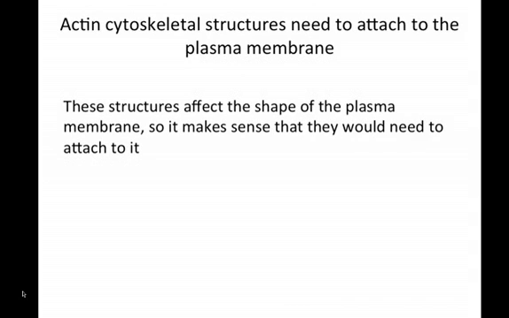Okay. So actin cytoskeletal structures, as you would think, need to attach to the plasma membrane. Does that make sense to you guys? We keep talking about how they localize to the plasma membrane, so that should mean that they're binding to something, right? Otherwise, why would they be there? So, right, they're affecting the shape of the plasma membrane, they're pushing up against the plasma membrane, so it makes sense that it would need to attach to it.